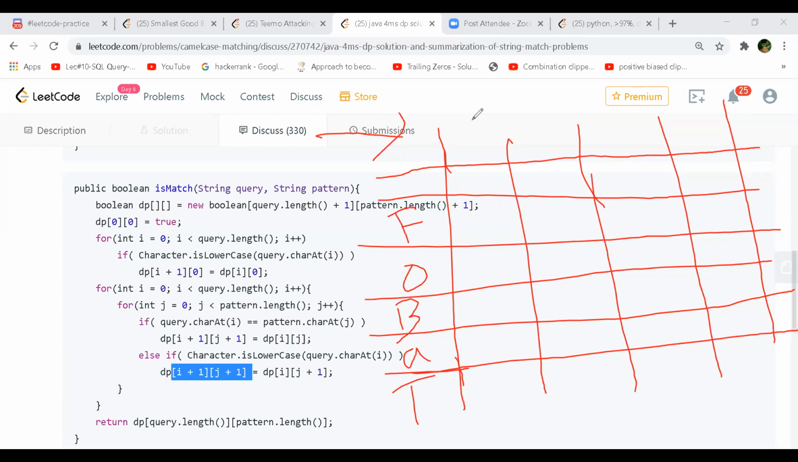Correct? Yeah. So this one you are. Yeah, that one. So when you do that, then you start again, and again it's starting from 0 0, the query and the pattern. So whenever you are starting, it should be from 1 1, right? Because 0 0 is already set as true. Yeah. Right. I don't know why he did that, but that's fine.